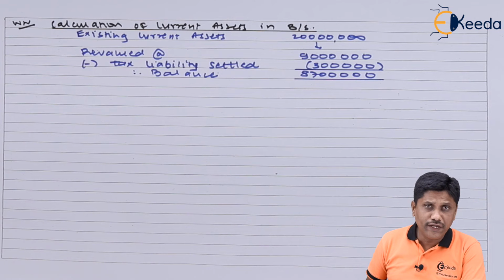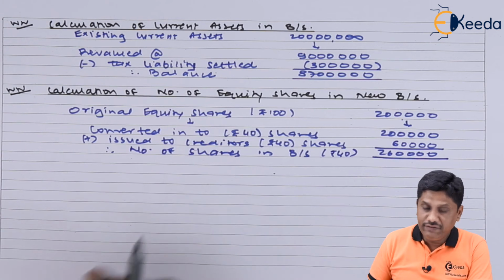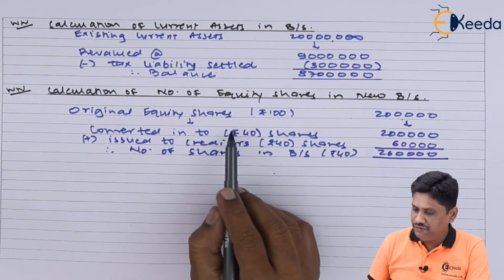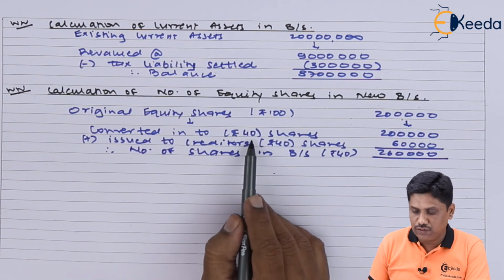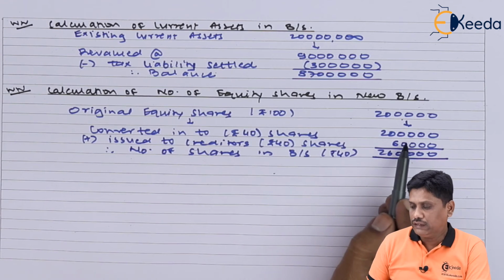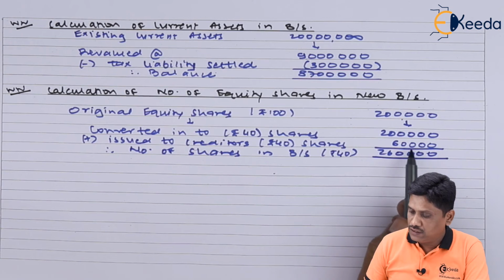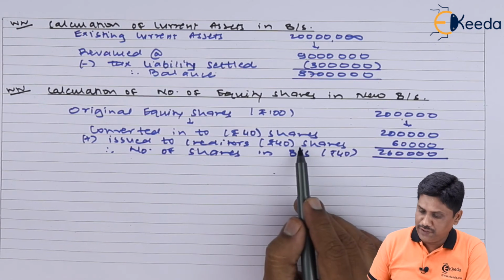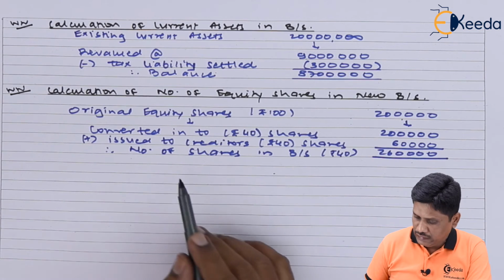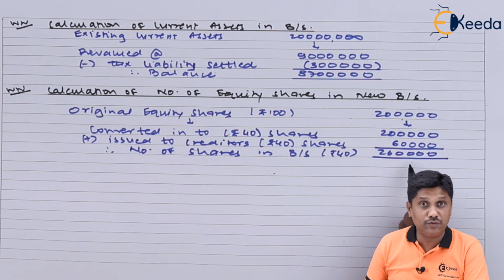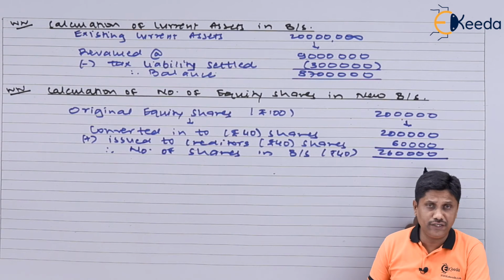Let's see one more working note for equity shares to be placed in our balance sheet. Friends, we are ready with the working note of equity shares. Original equity shares were 2 lakhs of rupees 100 each. Those were reduced or converted into 40 rupees shares. Number of shares were 2 lakhs only. Further, we issued equity shares to creditors. 60,000 shares were issued of rupees 40 each. These are the shares issued for consideration other than cash. And thereafter, my total number of equity shares to be disclosed in the balance sheet will be 2,60,000 shares of rupees 40 each.